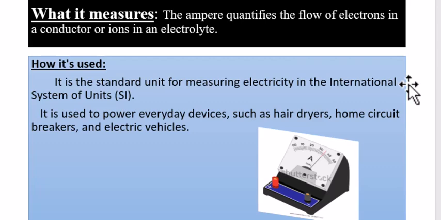How is it used? It is a standard unit for measuring electricity. Its standard unit in the international system, SI, is A. It is used to power everyday devices such as hair dryers, home circuits, breakers, and electric vehicles. This electric current is used for several applications in domestic and industrial purposes.